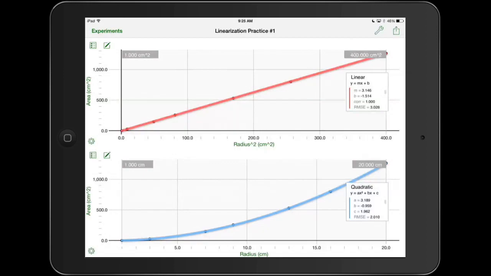So your final physics equation should be A equals, and then in parentheses, 3.146 centimeters squared over centimeters squared, and then close parentheses. And you can cross out the centimeters if you want. And then r squared minus 1.514 centimeters squared. And that's your final physics equation. And that is how to do number 1 on the linearization practice worksheet.